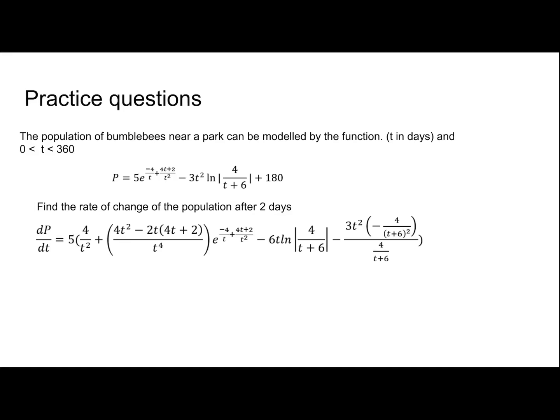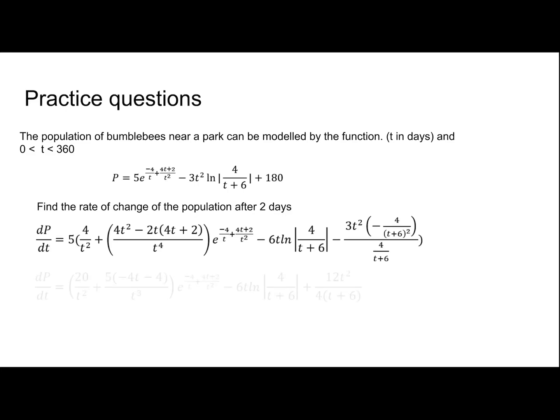So the quotient rule states that the derivative of 4 over t plus 6 is negative 4 over t plus 6 squared. And that is multiplied by the negative 3t squared on the outside. And don't forget to multiply by the derivative of ln, which is 1 over everything inside the ln. So we need to multiply by 1 over 4 over t plus 6. So it should be shown by this equation.